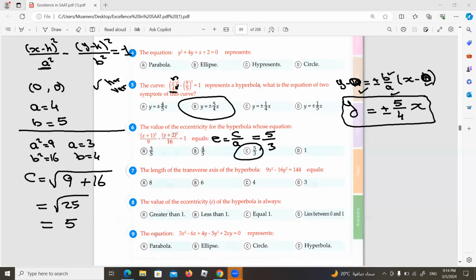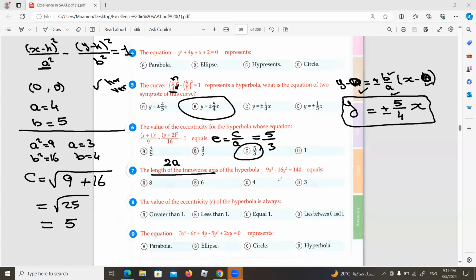We're going to number 7. In number 7, the length of the transverse axis. The length of the transverse axis is 2a. So I just write 2a. But where is a? I don't have a here in this equation. This equation is not in the simplest form. I must put it in the simplest form by only one step.